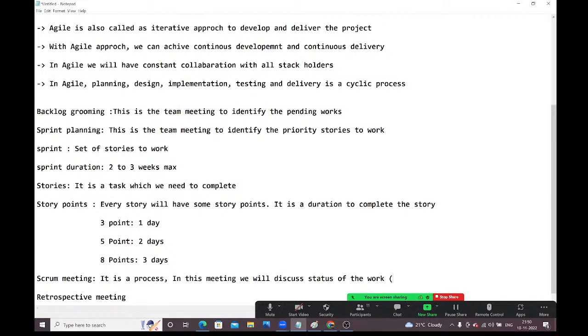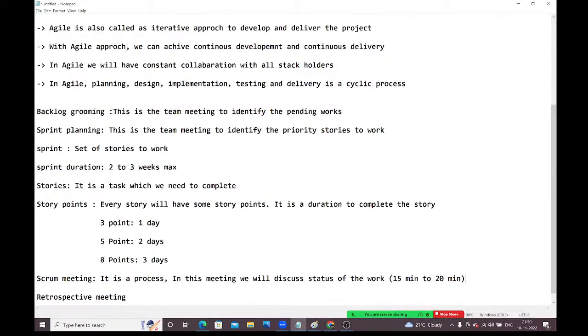But the duration of the Scrum meeting is a maximum of 15 to 20 minutes only, guys. We won't spend hours on the Scrum meeting. If you spend hours on the Scrum meeting, when will you work, guys? That's why the Scrum meeting is just 15 to 20 minutes only.